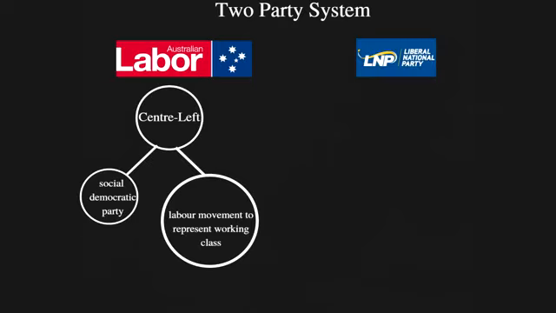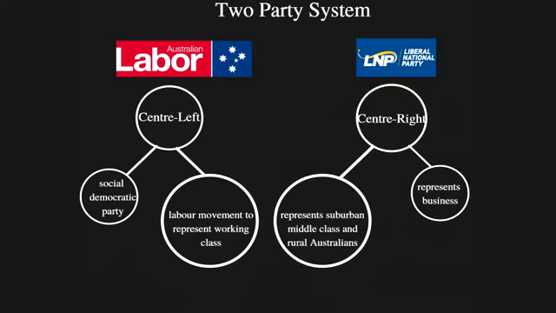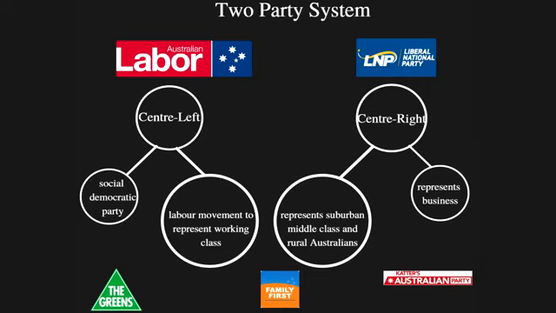Like many political systems throughout the world, the Australian political system is described as a two-party system between the Australian Labor Party and the Liberal National Party. The Australian Labor Party is seen as a centre-left party and is a self-described socially democratic party, forming as the Labour movement, which represents the working class. Whereas the Liberal National Party is a centre-right party aiming to represent business, the suburban middle class, and rural Australians. Other notable parties include the Australian Greens, Family First, and Katter's Australian Party.